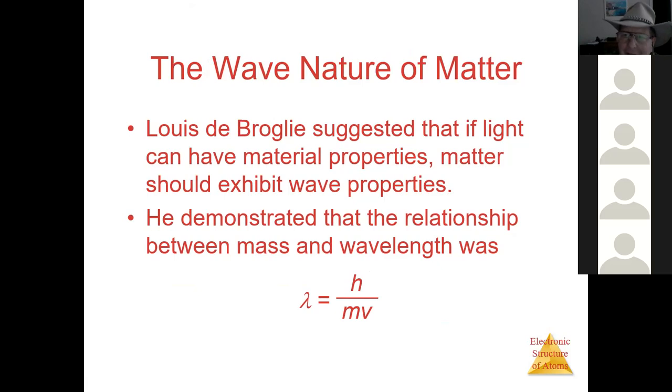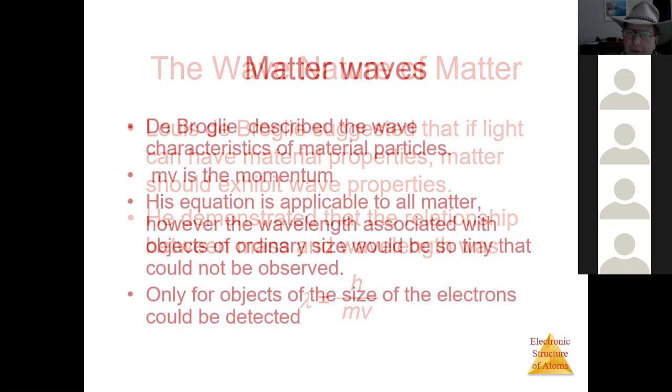Planck's constant is 6.63 times 10 to the minus 34th. That's even, like, 12 times smaller than Avogadro's number is large, right? So Planck's constant is a very small number. So in order for us to even see the wavelength, doesn't the mass times the velocity have to be a very small number? And that's indeed what he basically found out.